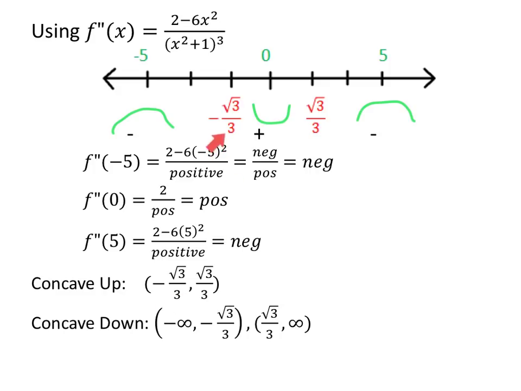I'm concave up between the two possible points of inflection, and concave down on the outside. So negative infinity to negative square root of 3 over 3. Don't forget a little comma or something in between. And then square root of 3 over 3 to positive infinity.